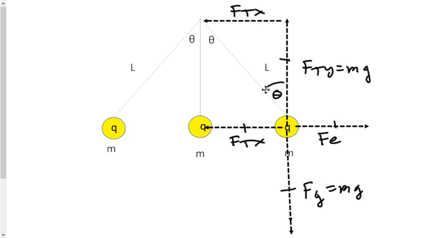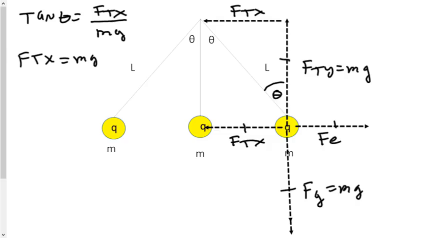So for our angle located here, we could apply tangent of theta equals opposite over adjacent. So I'm going to say tangent of theta is equal to force tension X divided by force tension Y, but force tension Y is mg. So force tension X is equal to mg tangent theta. Okay, now what is that equal to?